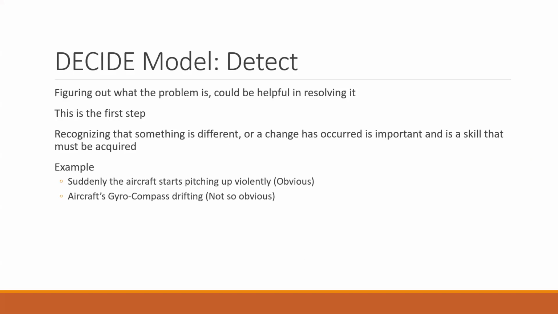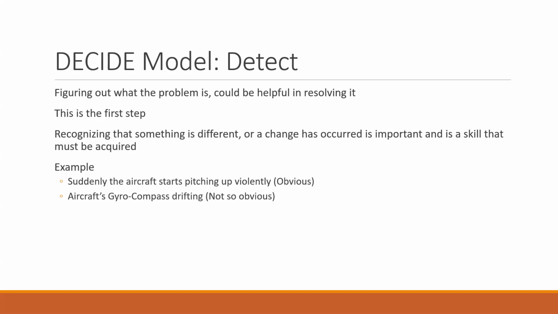So first, detect. Figuring out what the problem is. This is the first step. You have to figure out what the problem is before you can solve it. So here are some examples. Your aircraft starts pitching up violently. Could be an out of control electronic trim wheel. It could be, I don't know, a cable snapped and your elevator is stuck up. Something like that. It's pretty obvious that something's going on, so it's easy to detect.